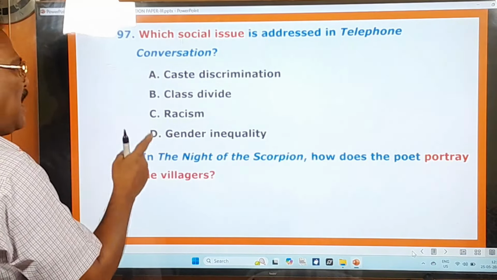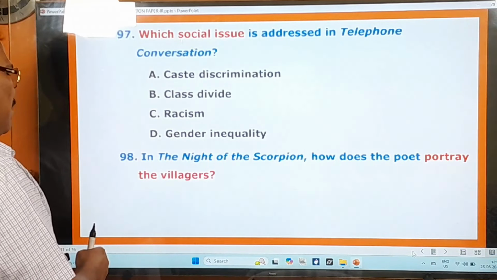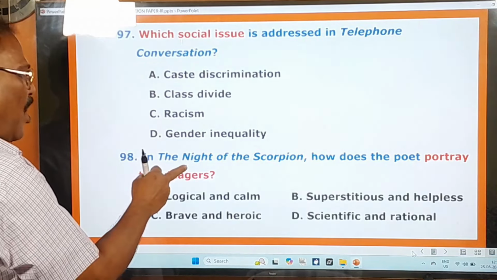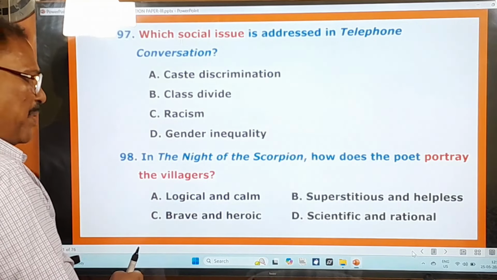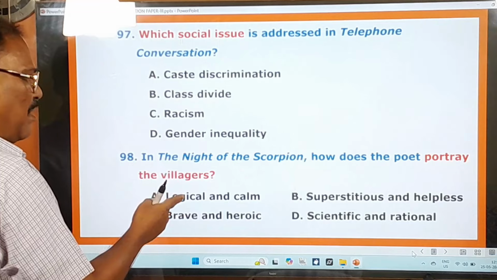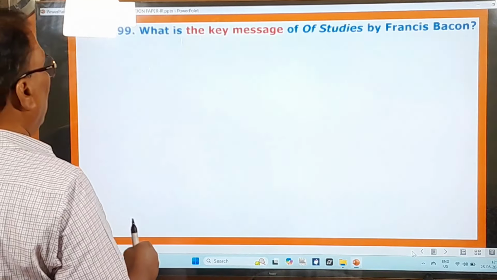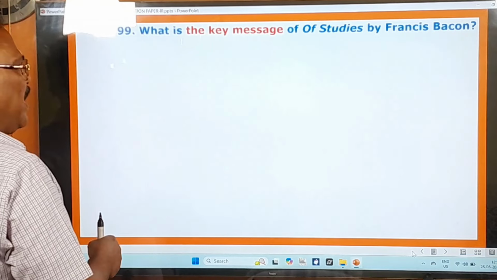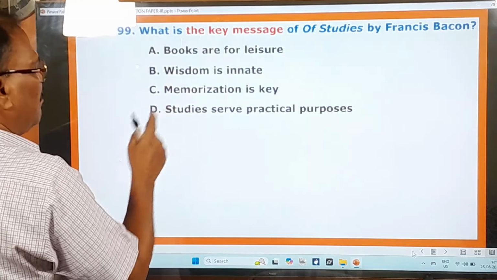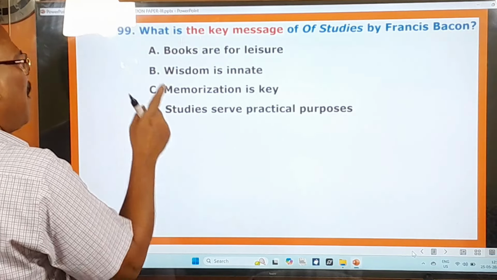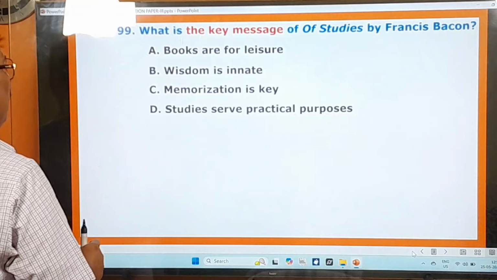98th question. In The Night of the Scorpion, how does the poet portray the villagers? Logical and calm, superstitious and helpless, brave and heroic, scientific and rational. 99th question. What is the key message of Studies by Francis Bacon? Books are for leisure, wisdom is innate, memorization is key, studies serve practical purposes.